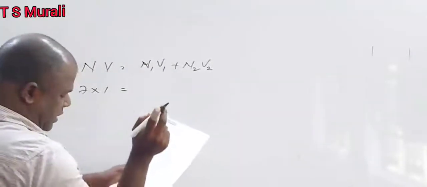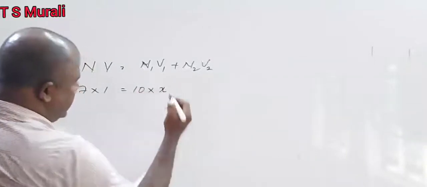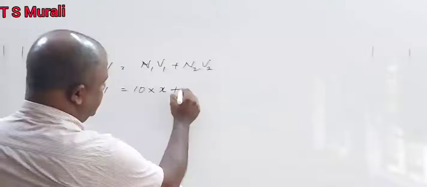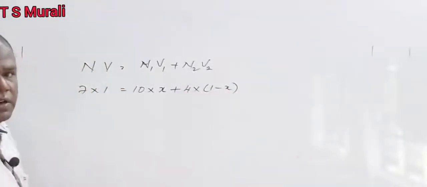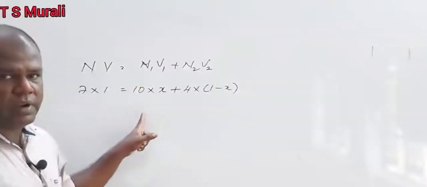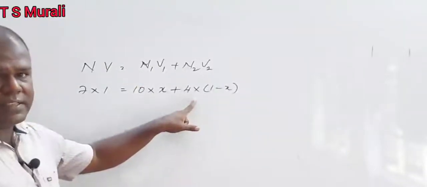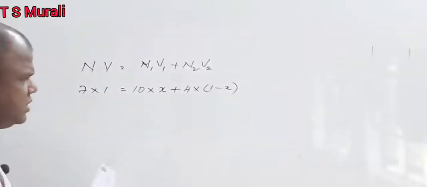N1, the first normality, is 10 into, we don't know the volume first, so I am taking it as x, plus N2, 4, into 1 minus x. Why? Because total volume is 1 liter. Out of the 1 liter, x is the contribution from the first part, 10 normal, and 1 minus x is the volume of the next part having normality 4. Just solve it and find.